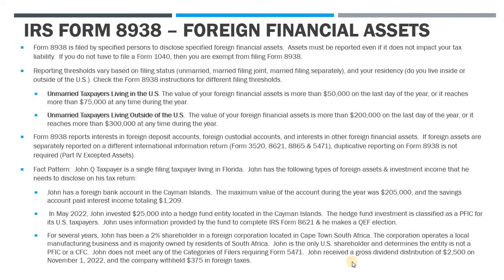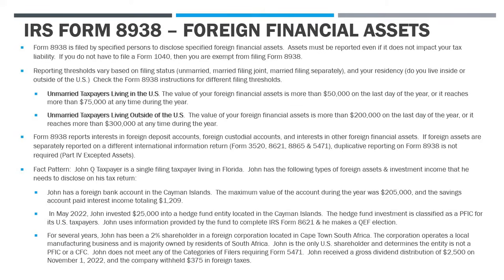All right. So now also during the year, he received a gross dividend distribution. There's a payout. His allocation was $2,500, that's in U.S. dollars, on November 1st, 2022. But the company withheld foreign taxes. Because this was a payment to a non-resident of South Africa, they had to withhold tax on the distribution.